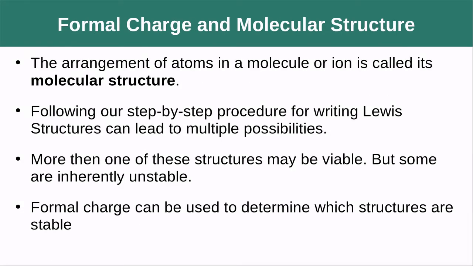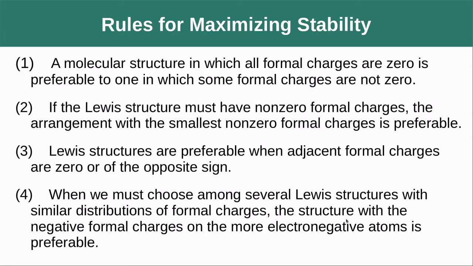Okay, we're going to start off by defining a phrase here. We've got molecular structure. This is the arrangement of atoms in a molecule or ion. You may have noticed that when we're drawing the Lewis structures, we can wind up with multiple different possibilities. More than one of these structures may be viable, but some are inherently unstable and won't form. We can use the formal charges to determine which of these are the stable ones.